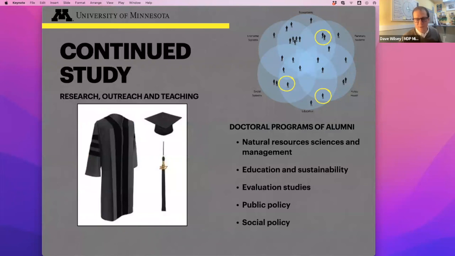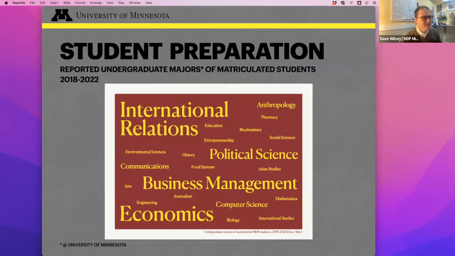And then, of course, we have a number of students who've gone on to higher ed. Forgive my photo here, but doctoral studies is a natural outcome of interaction with the university environment, right? I didn't actually include Elmo's in here, but Elmo's in a doctoral program. We have folks going into natural resource sciences and management, education and sustainability, evaluation, public policy, social policy. So you can see that there's not just a single train track leading you in one direction, right? There's lots of different options that come out of the program, as Elmo talked about, and our alumni are proving that out in their experiences.